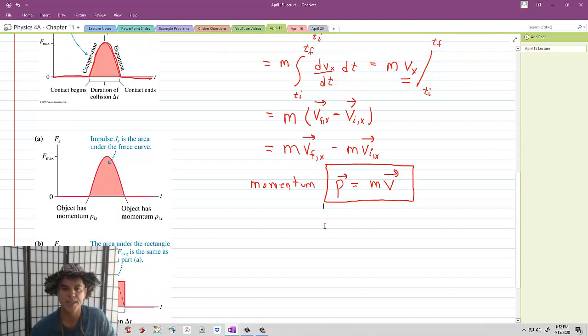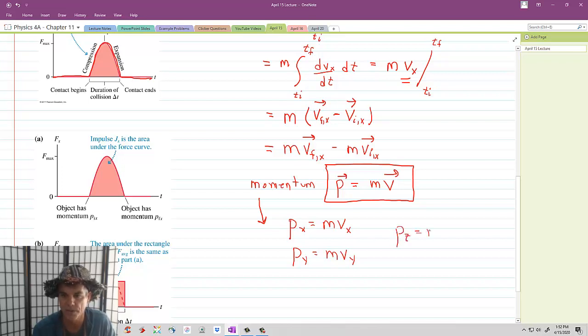Momentum is a vector, which means I can break it up into x, y, and z components. So this equation is really three different equations in one. It's the momentum in the x direction equals mass times velocity in the x direction. Momentum in the y direction equals mass times velocity in the y direction, and momentum in the z direction equals mass times velocity in the z direction.